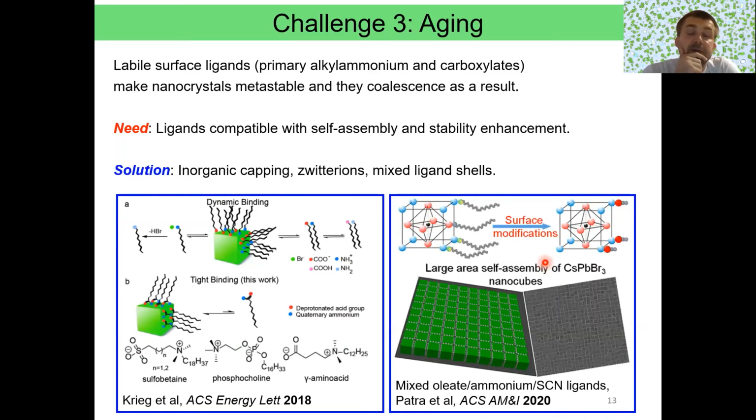A couple of solutions are possible, and they are all aimed at modifying the surface chemistry. For example, by inorganic capping or by zwitterions, as has been demonstrated and developed by the Kovalenko group at ETH, as well as by employing mixed ligand shells. In this nice work from the Garnett group, they added thiocyanate ligands that partially replaced native carboxylates and produced stable monolayers of self-assembled nanocubes.